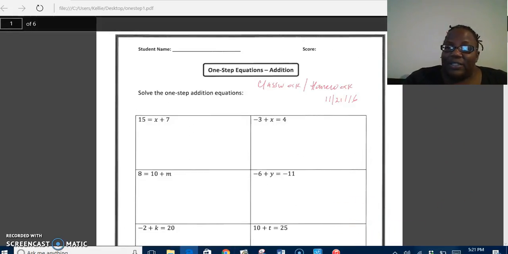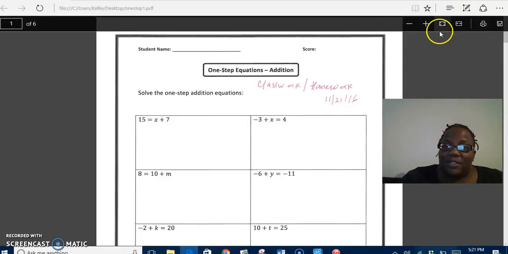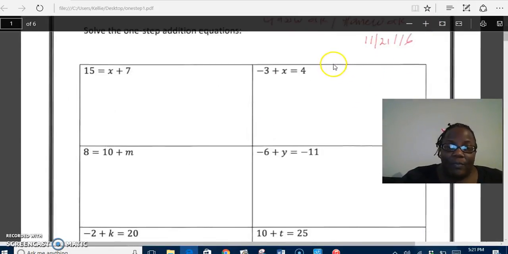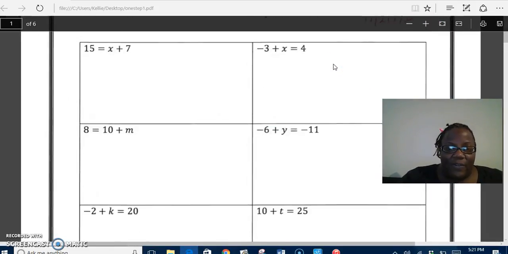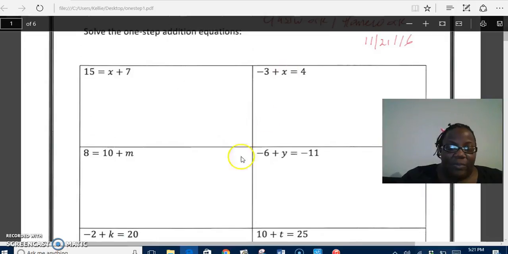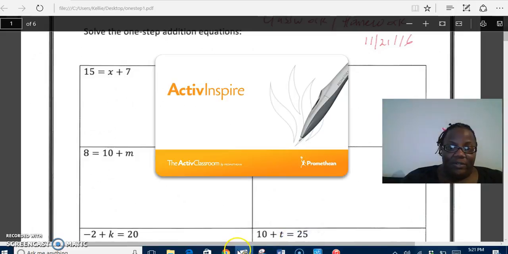All right, so let's see. I'll get myself out of the way here. I'll make this bigger. And I'm going to do the first 4 of both pages so you get the idea of what's going on. Okay, sweetheart? So let me open up my program here.